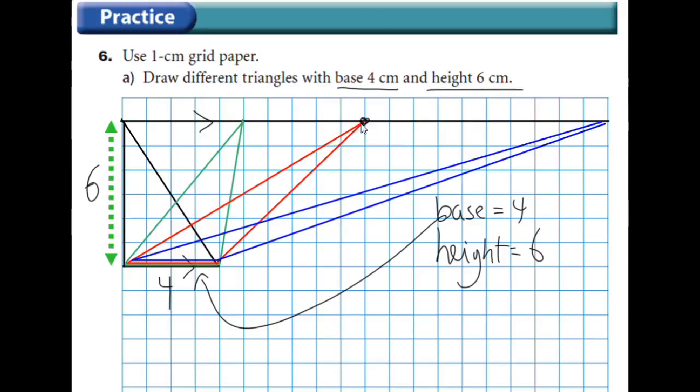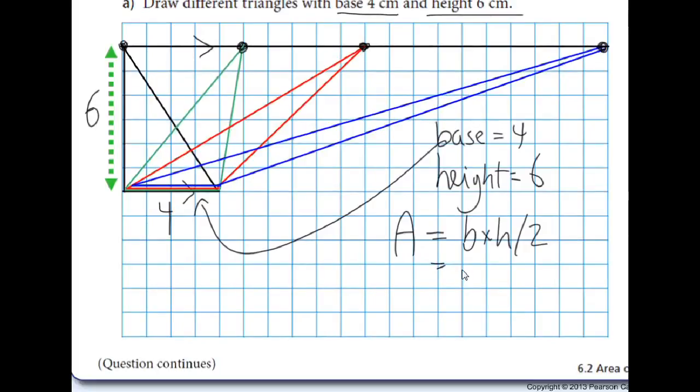Because that top vertex that I'm circling here of all these 4 triangles lines up with the height of 6, which means they all have an area of base times height divided by 2. Just move this page down, which is 4 times 6 divided by 2, which is 12 centimeters squared. They all have the same area.